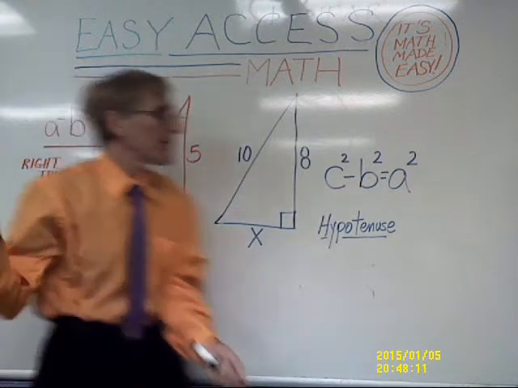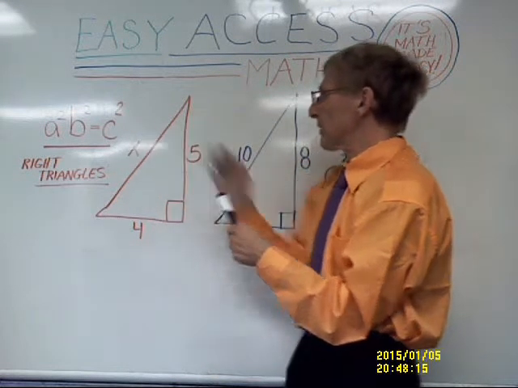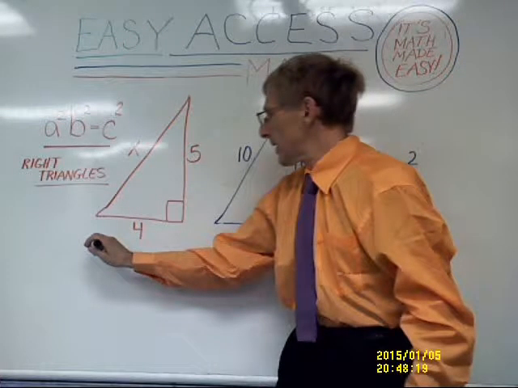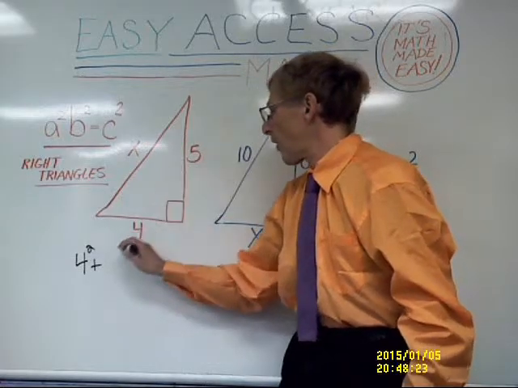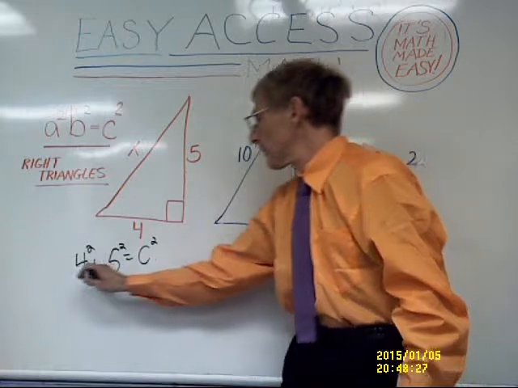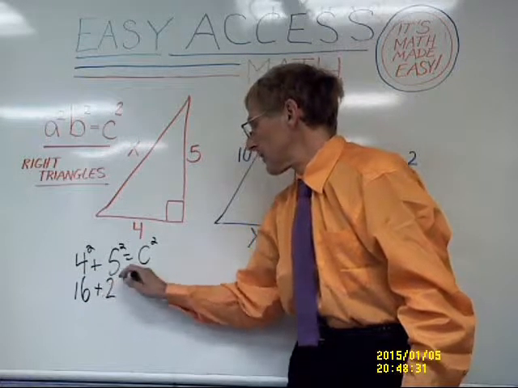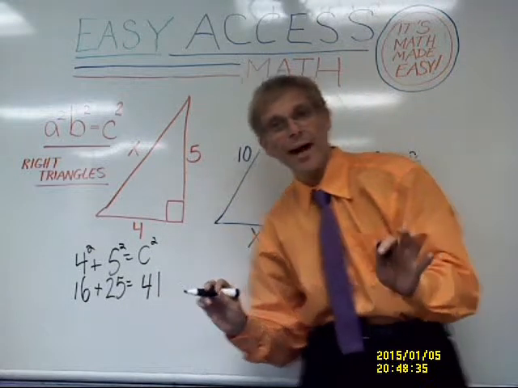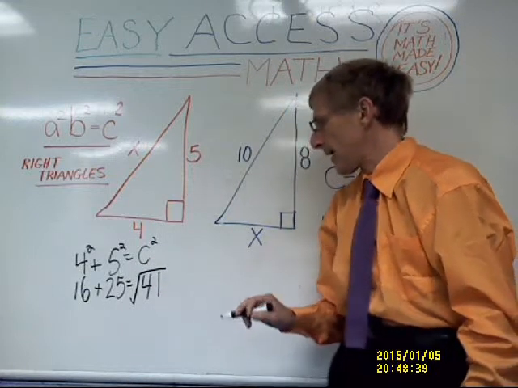So I'm going to do this one first. It's a squared plus b squared equals c squared, this square triangle, which would be 4 squared plus 5 squared equals c squared, which gives me 16 plus 25 equals 41. 41's not your answer. One last step, you have to square root that.